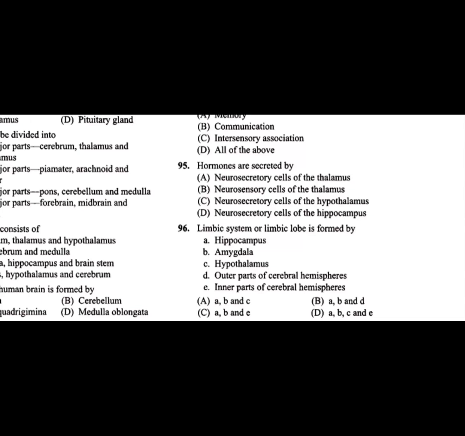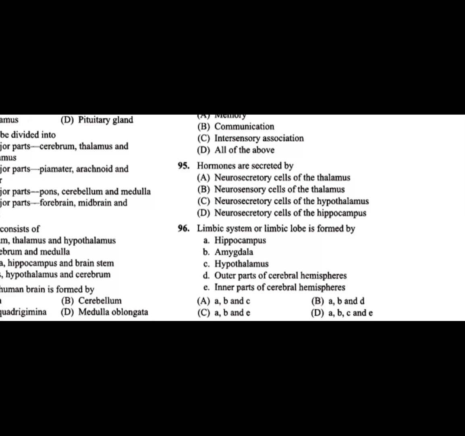Neurosecretory cells of the thalamus, option A, is wrong, students, because the thalamus is called the relay center, where it can coordinate between the different sensory actions, or sensory and motor actions. That's why it is called the relay center, where it will control various emotions. So neurosecretory cells of the thalamus is wrong. Neurosecretory cells of the hypothalamus is the right answer, where it is going to produce hormones.